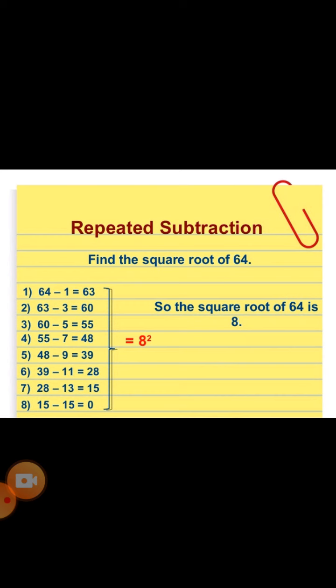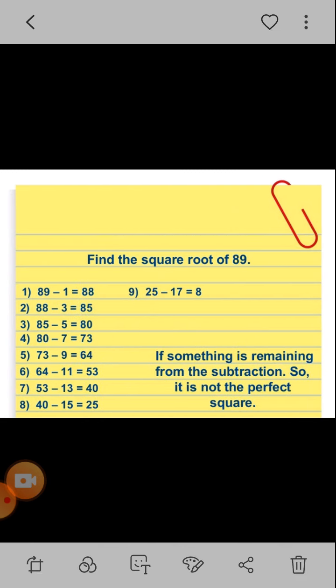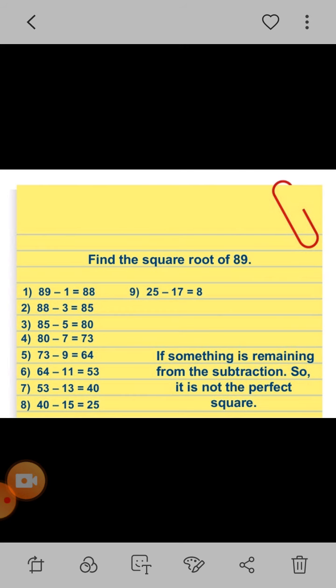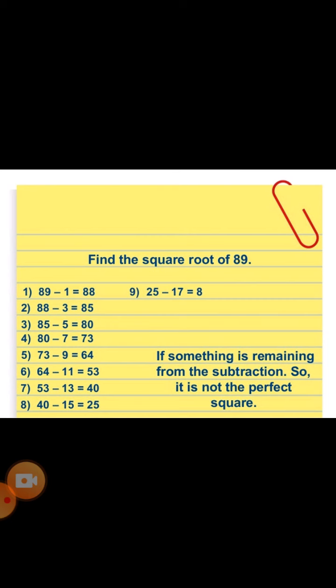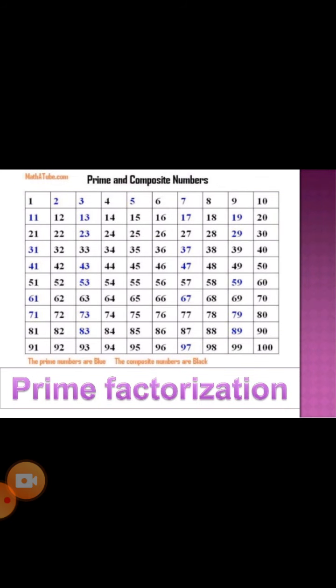For example, we have the number 64 and we subtract 1, which is equal to 63. We know that the next odd number is 3. From 63 we subtract 3, which is equal to 60. Next, from 60 we subtract 5, which is equal to 55, and so on, and at last 15 minus 15 is equal to 0. So the square root of 64 is 8. Find the square root of 89. Here we have another example of this number. This is the same example as we discussed in the previous slide.